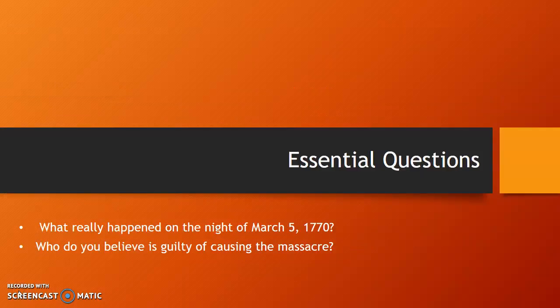And our essential question, what really happened on the night of March 5th, 1770? And who do you believe is guilty of causing the Boston Massacre?